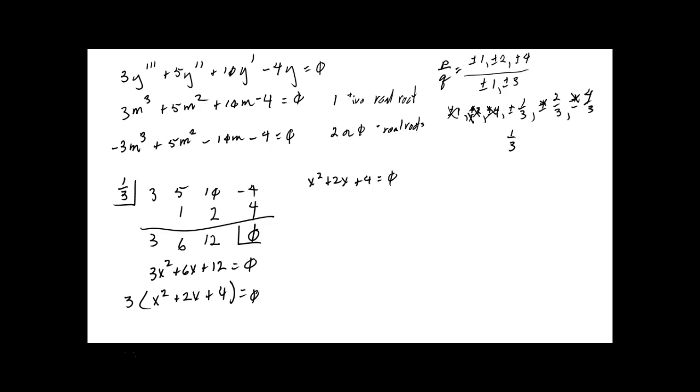X plus 2. That would give you x squared plus 4x plus 4. You're right, that won't factor. So then you use the good old quadratic formula. Oh yeah, we remember that, don't we?